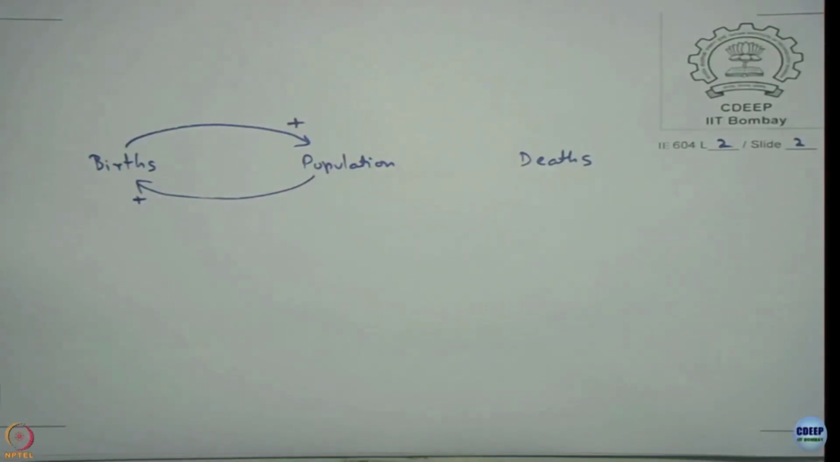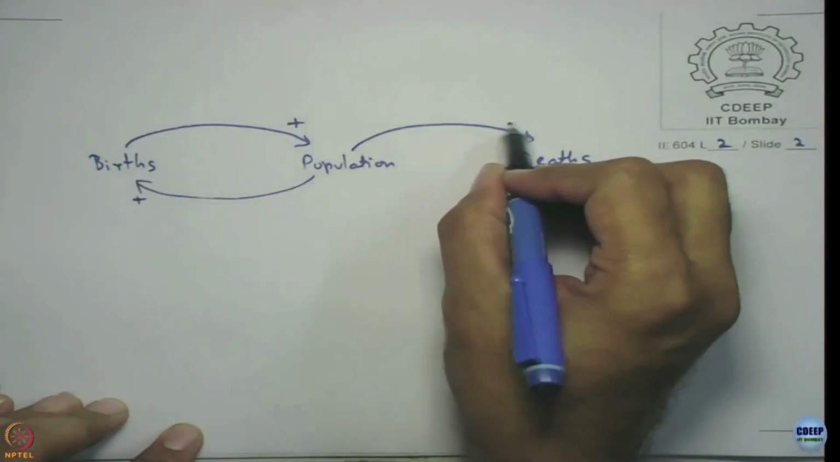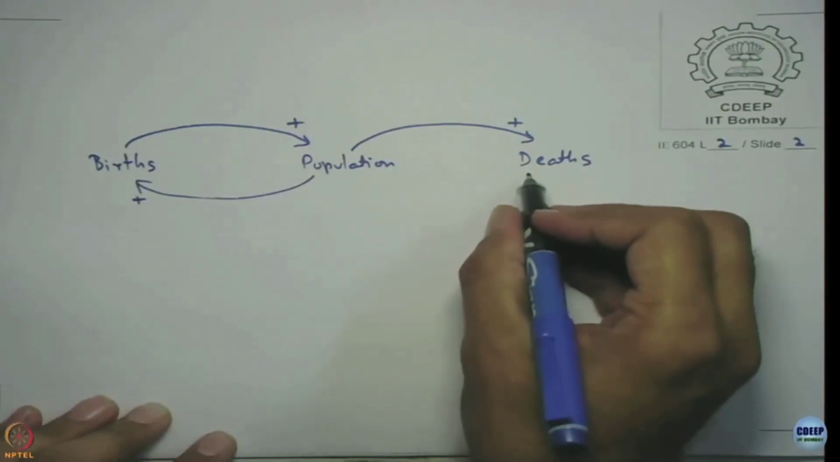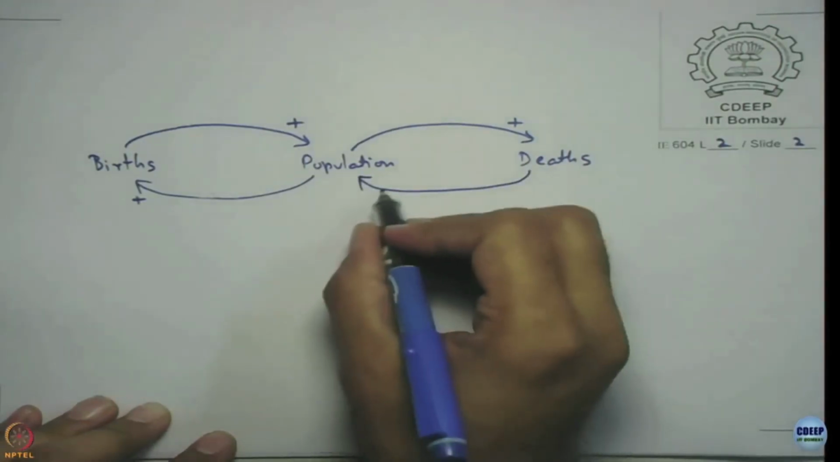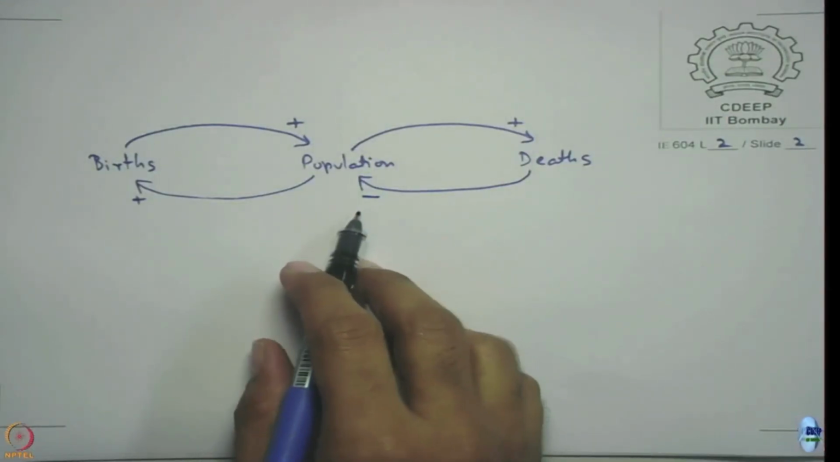As population increases, the number of deaths can increase. And as more deaths are there, the population is supposed to come down. More people die, whatever the community or species you are looking at, that population has to come down. You can indicate it by a minus sign right here.